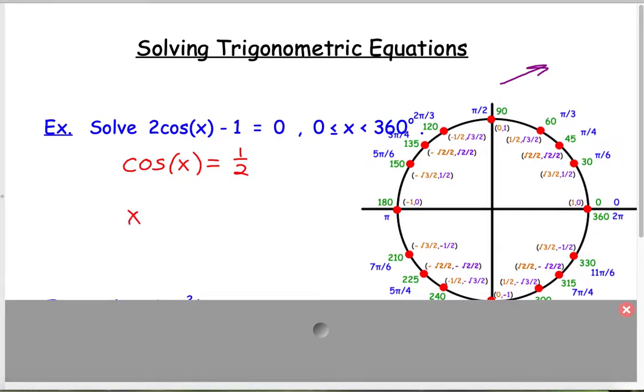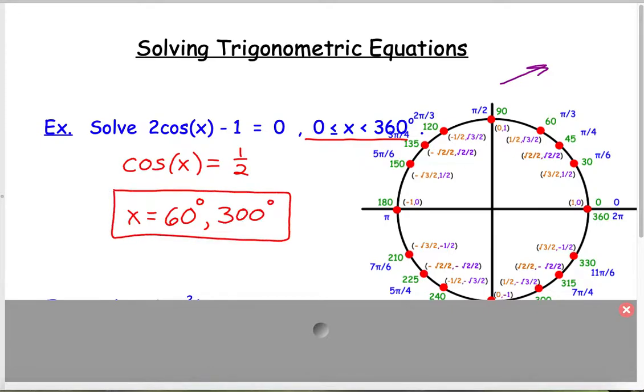And that's it. Now we don't want to write this in radians because the stipulation was that x is between 0 and 360. So we want to keep the units in the units that were specified in the problem. So there we go, 300 degrees. Now that seems easy enough.